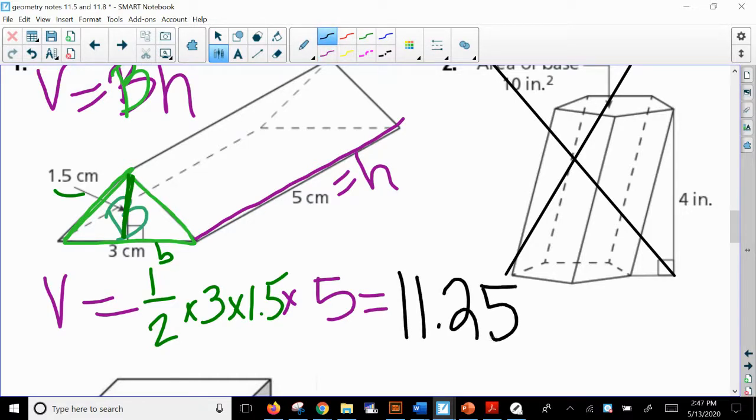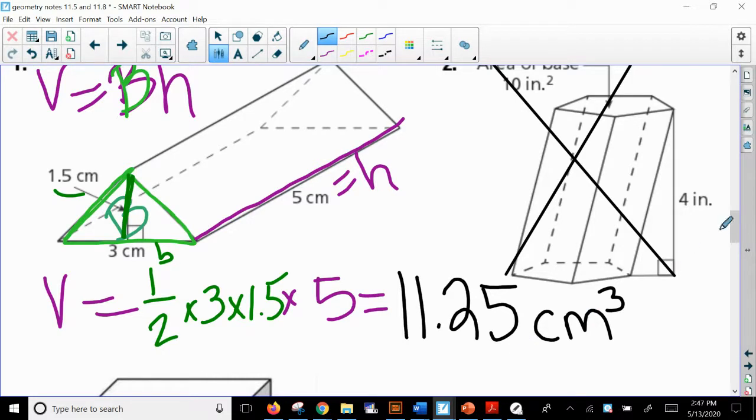Now, volume is cubic units. So I'm going to put centimeters cubed. However, when you take the assessment, I don't really care about the units, okay? So I'm not tripping. Now, I got a decimal and it was not a long decimal. So this whole thing is my answer.